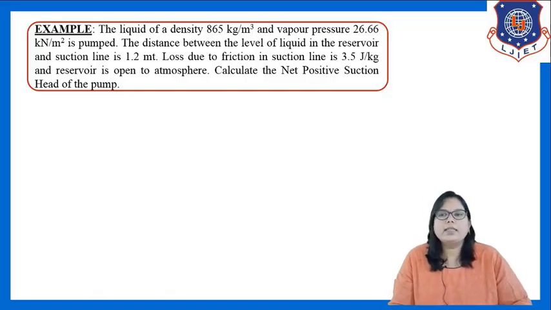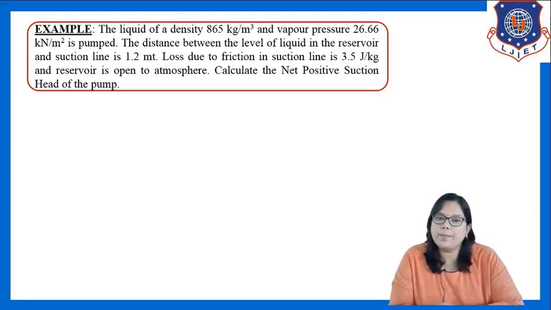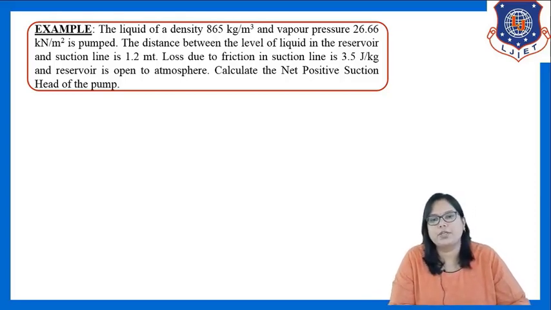You can see the statement of the example. What is given? A liquid of density 865 kg per meter cube and vapor pressure 26.66 kilonewton per meter square is pumped. Now we have to pump this liquid having this much density and this much vapor pressure.